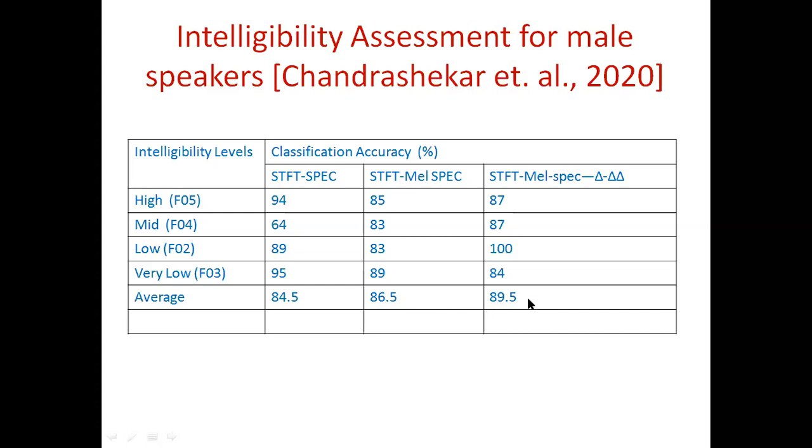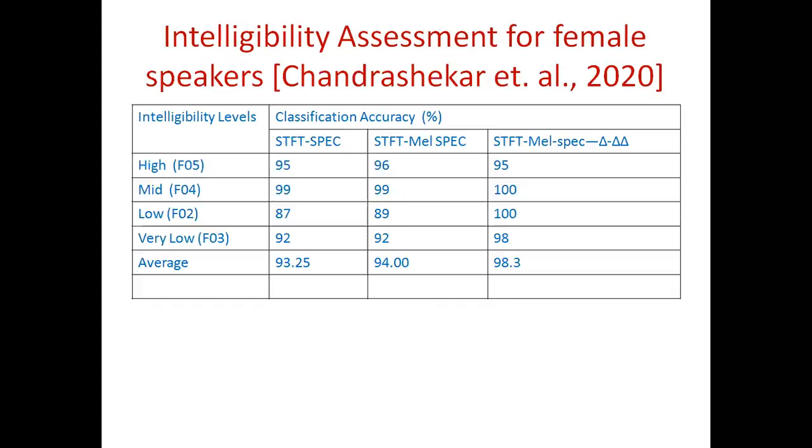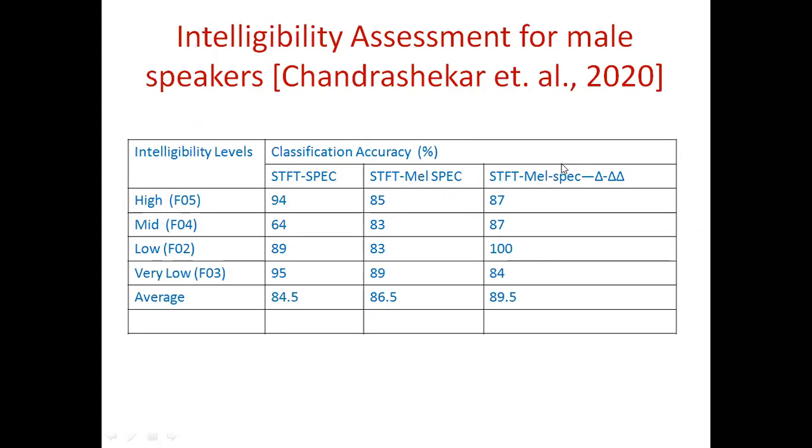This is for the results for male speakers. Similarly, this is for female speakers. The accuracies are 93.25, 94% and 98.3%. So you can see in both the cases, there is an improvement in the classification accuracy as we change the signal representation from STFT spectrogram to STFT MEL spectrogram to STFT MEL along with delta delta as a three-layered structure, in both the cases.